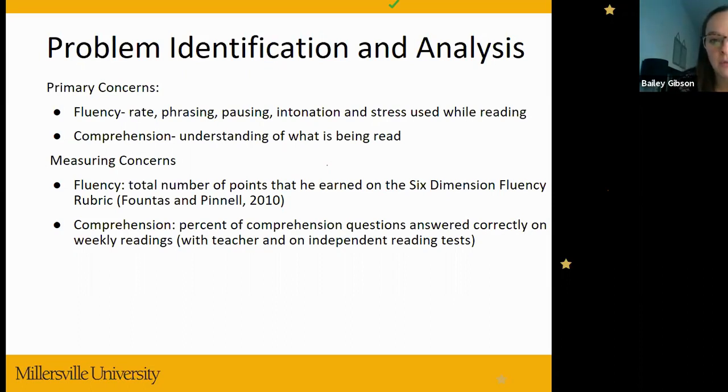And then comprehension, we actually measured 2 different ways. First was the percentage of comprehension questions answered correctly on weekly readings. He would just read to the teacher and then she would ask him questions after. And then he also did reading tests bi-weekly, and that was another way we measured it.